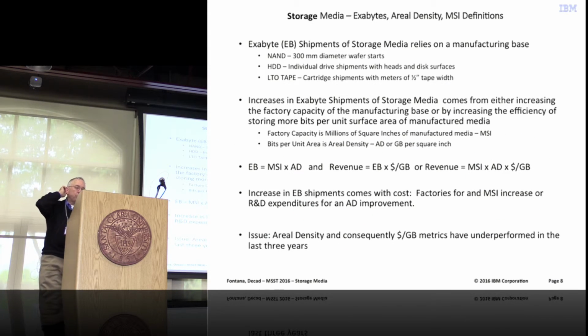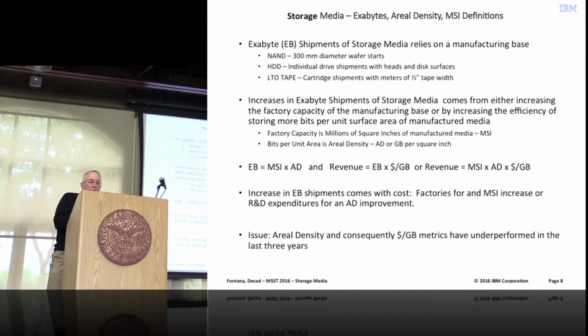I'd like to give you a few definitions here, we'll refer to them later. Because in my business we make components and we are subject to revenue needs, it's very important that we understand the revenue issues here. First of all, our technologies rely on a manufacturing base. You have to build things. You either process 300 millimeter wafers, or you build drives for HDD, or you build LTO cartridge shipments.